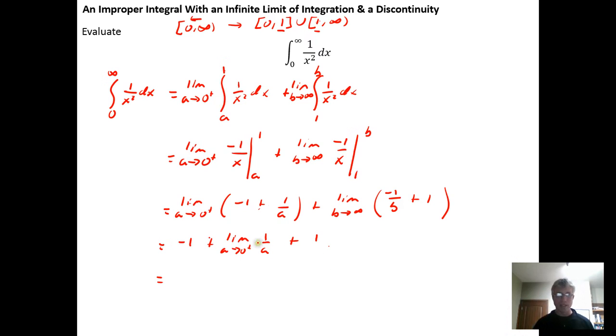So we just have the limit as a goes to 0 from the positive side of 1 over a to deal with. And as a goes to 0, as the denominator goes to 0, 1 over something going to 0 is going to go to infinity. So this is an integral that diverges or does not exist. It diverges. You got to spell diverges right, though. It diverges to infinity.